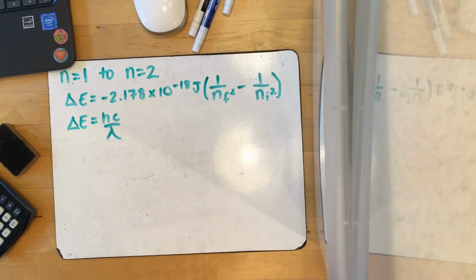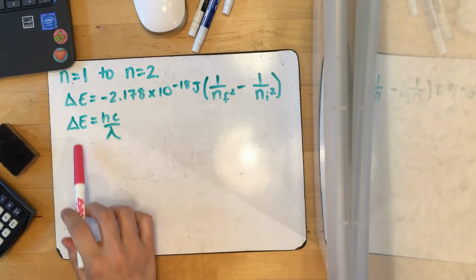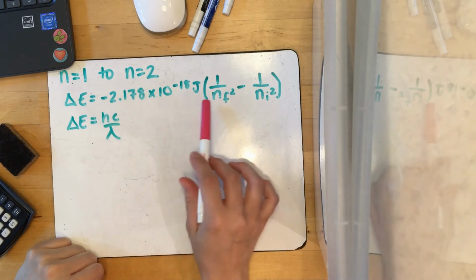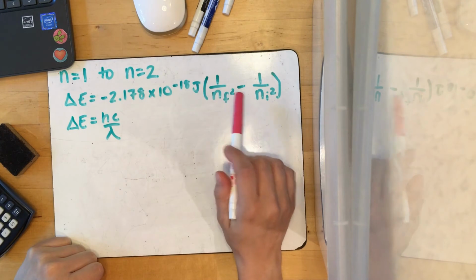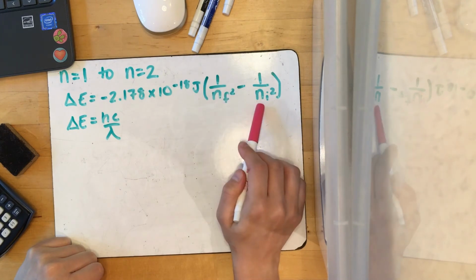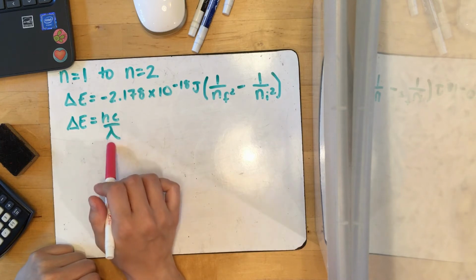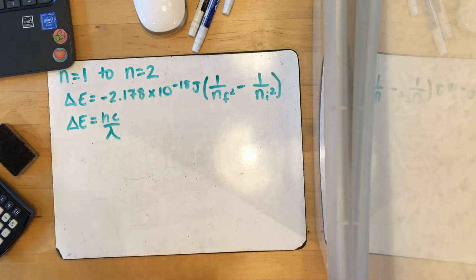Example 1 asks us to calculate the energy required to excite the hydrogen electron from the level n equals 1 to n equals 2. We also want to find the wavelength of light that must be absorbed by this atom in its ground state to reach this excited state. So I've listed out the equations that we'll need. The first one here allows us to calculate the energy when we're looking at the different levels that the electron is in. And then this one will allow us to calculate the wavelength once we know the energy.